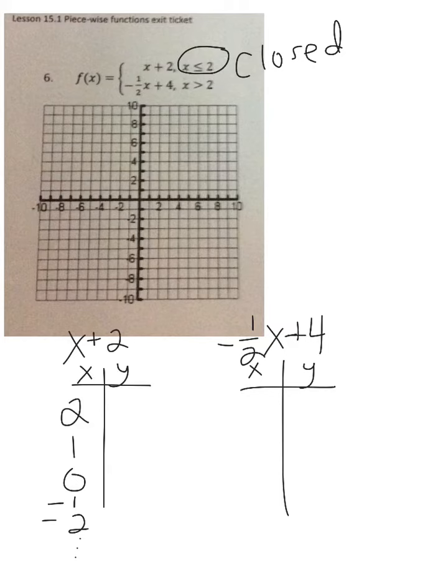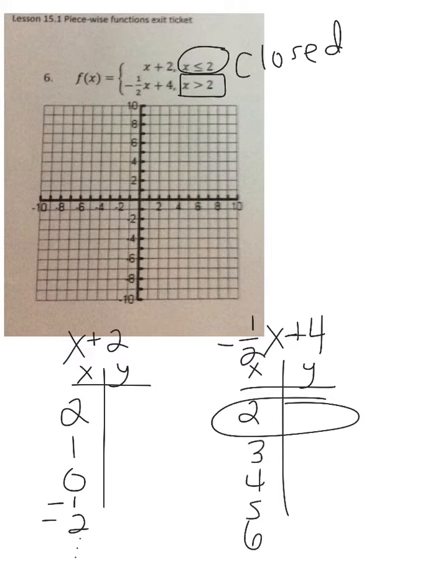The other domain is x greater than 2. So at that 2, I'm going to have an open circle. Then I have 3, 4, 5, and 6.